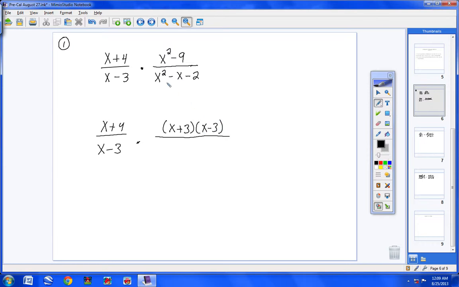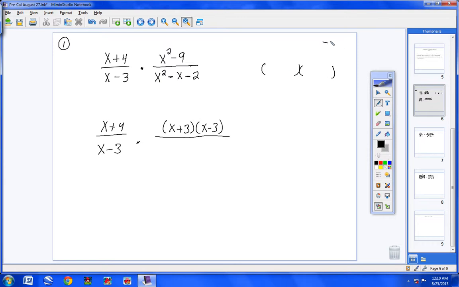Now let's look at your denominator. All right, x squared minus x minus 2. Now let's see if we can factor this. I have a trinomial with a lead coefficient of 1, so I would list out all the multiples of negative 2. Well, let's see what we can come up with here.